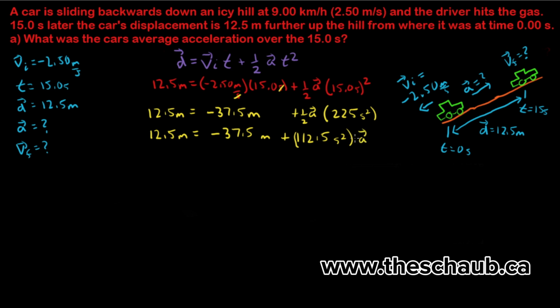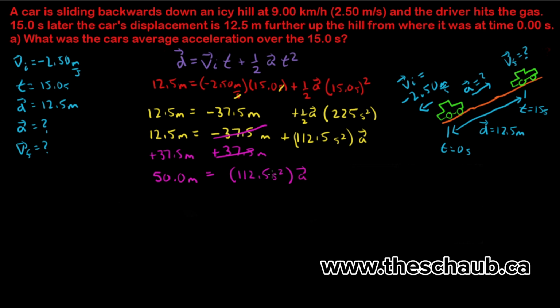To get our acceleration all alone, we start by moving out the 37.5. So we add 37.5 meters to both sides. On this side, our negative 37.5 cancels with our positive 37.5, and on this side we end up with 50.0 meters is equal to what we're left with here, 112.5 seconds squared multiplied by our acceleration. And now we're ready to get our acceleration all alone.